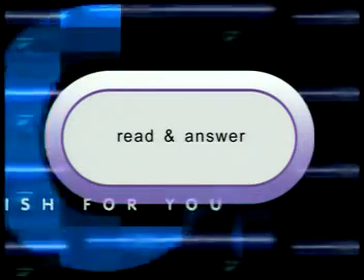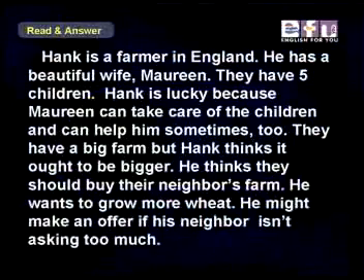Now read the story and answer the questions. Read and answer. Hank is a farmer in England. He has a beautiful wife, Maureen. They have 5 children. Hank is lucky because Maureen can take care of the children and can help him sometimes too. They have a big farm, but Hank thinks it ought to be bigger.